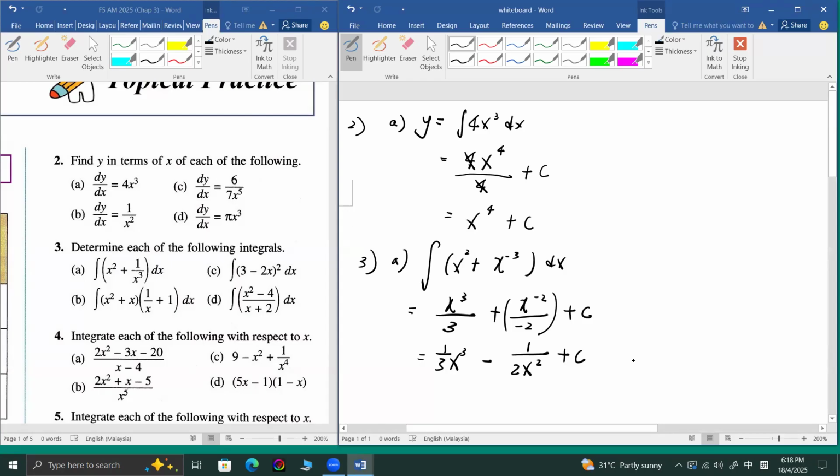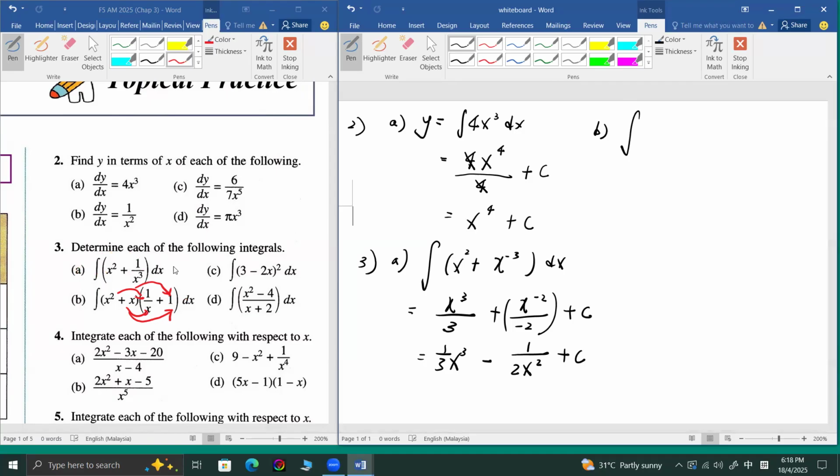Okay, what about B, C, then D? So for B, you expand it first. Okay, can you see B? For this sort of question, you expand. After you expand it, it will become like A. Then you do the same integration. Okay, I do one more to show you. Look at B.